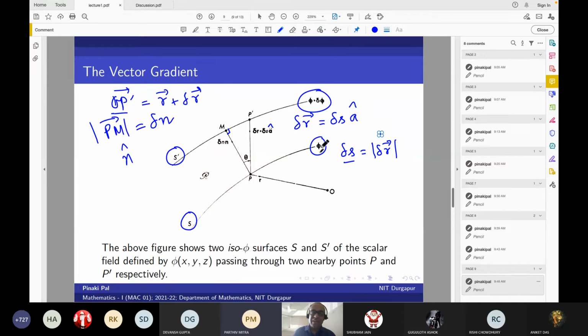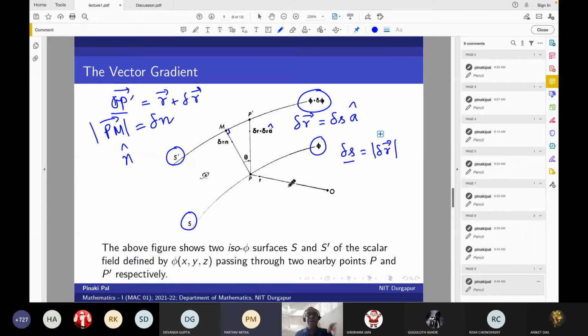C1 is phi actually. I have taken C1 and C2. C1, C2 mean the values of the constant on the level surfaces. So we have taken the value phi on the first level surface, and the second level surface, which is slightly away from the first one, we have taken the value of the function to be equal to phi plus delta phi.